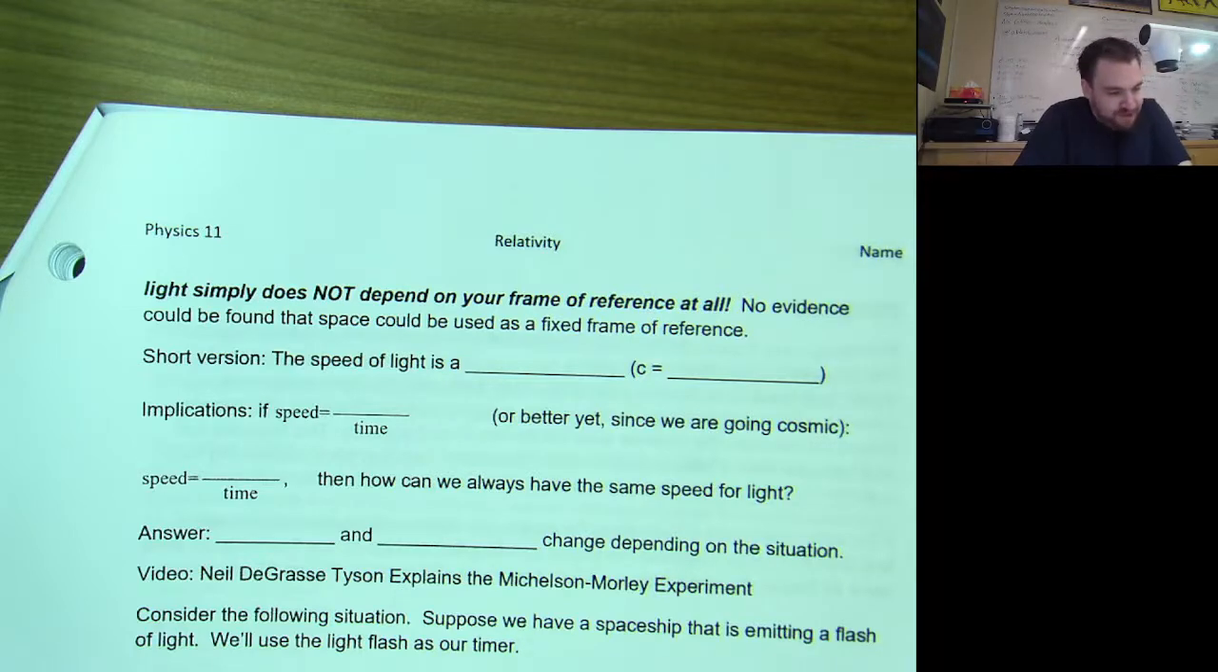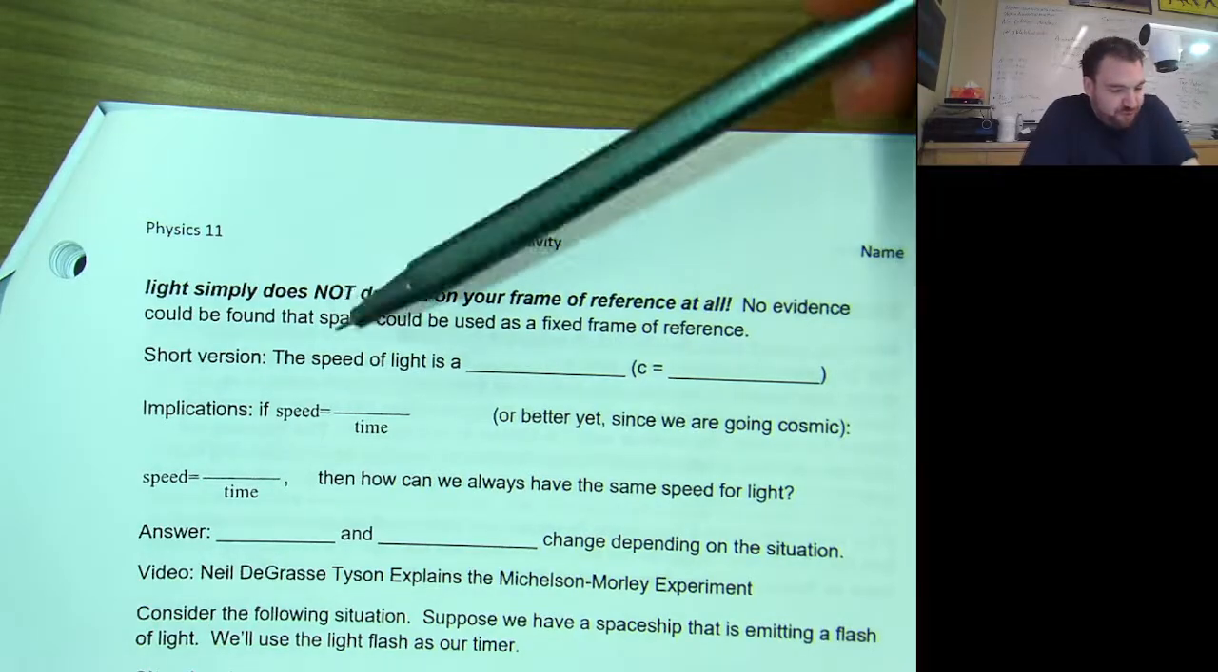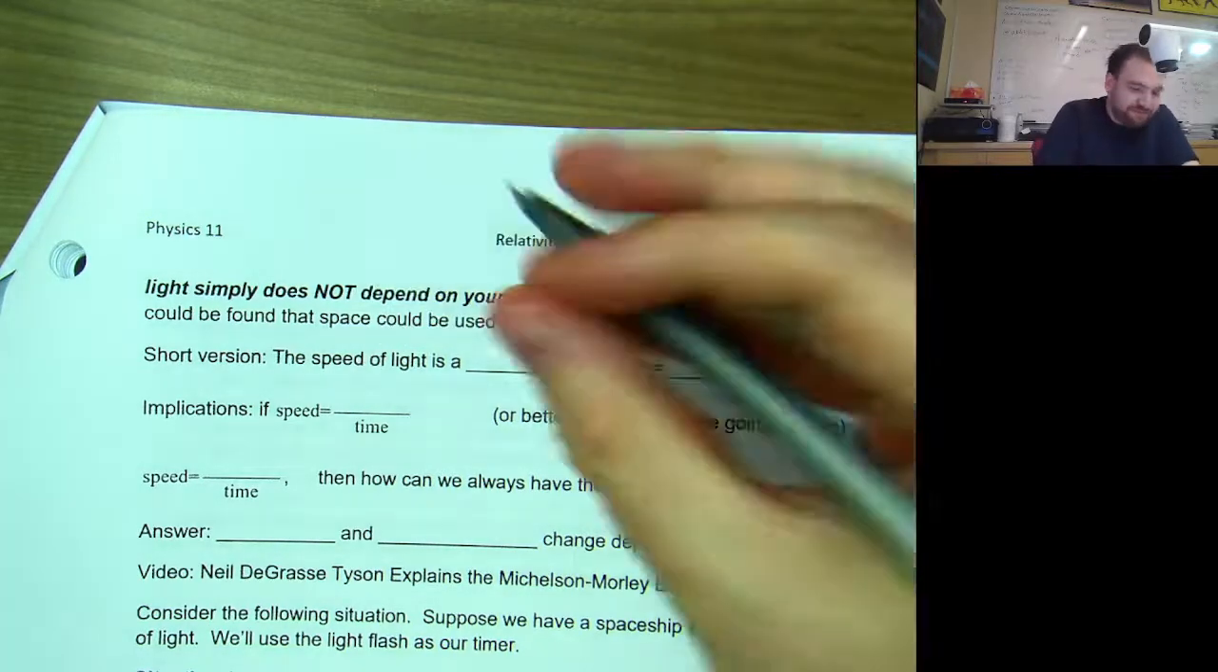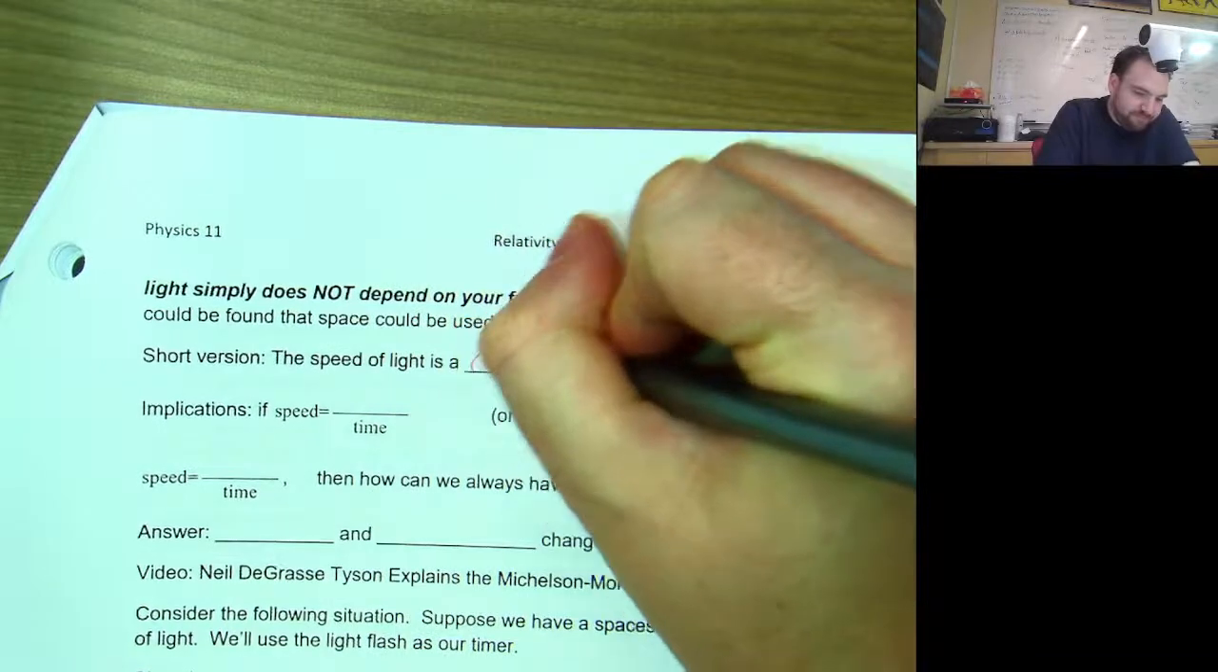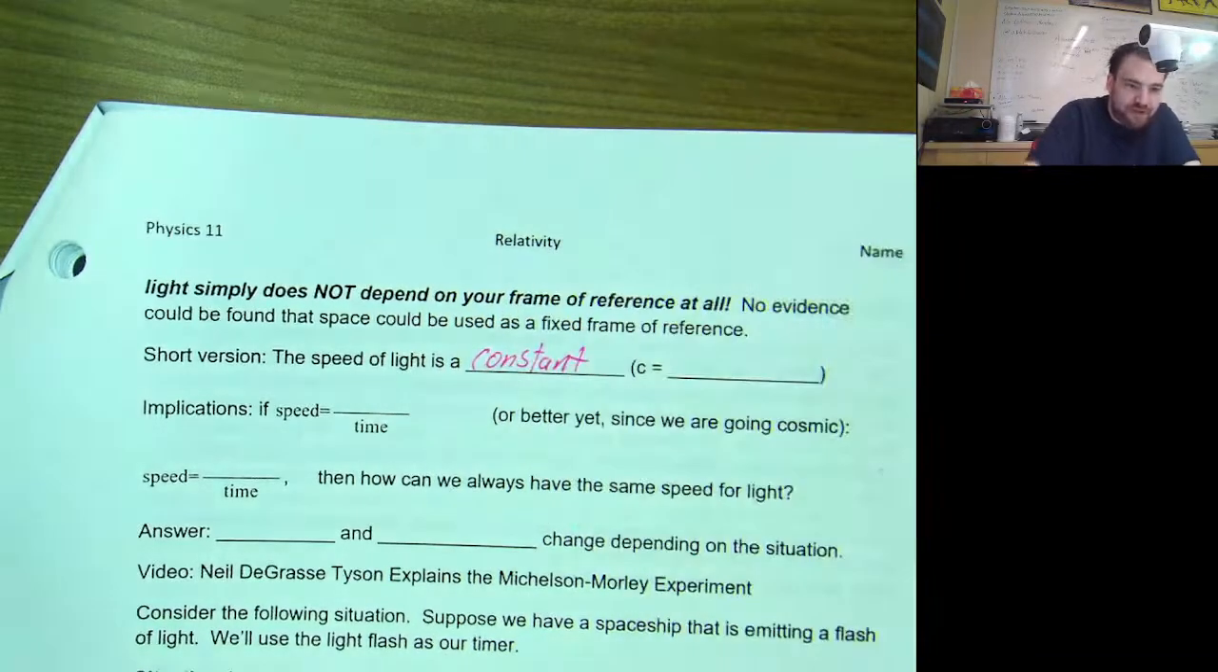It's weird. So the short version of this is special relativity. And whether it makes sense to you or not, this is experimentally verified. We know the universe behaves a particular way. We don't necessarily understand why. We just know that it does, and there are implications for it. So the short version of this, the speed of light is a constant. Okay? The speed of light is a constant.